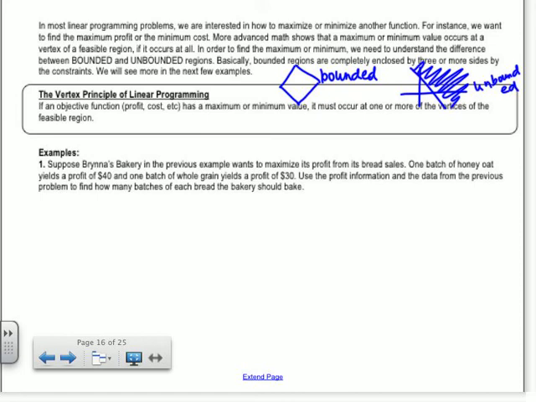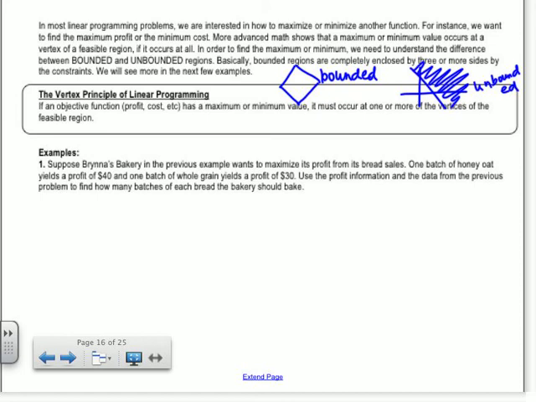Okay, so number one, suppose Brenna's Bakery in the previous example wants to maximize its profit from its bread sales. One batch of honey oat bread yields a profit of $40, and one batch of whole grain yields a profit of $30. Use the profit information and the data from the previous problem to find how many batches of each bread the bakery should bake.